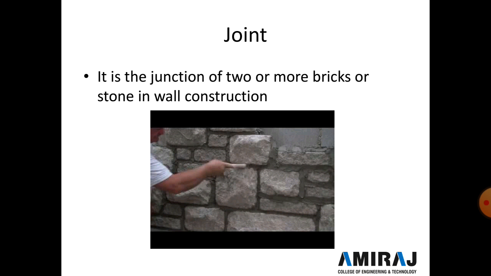Next is a joint. So what is a joint? It is the junction of two or more bricks or stones in a wall construction.